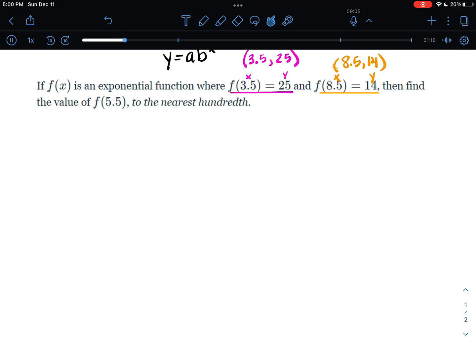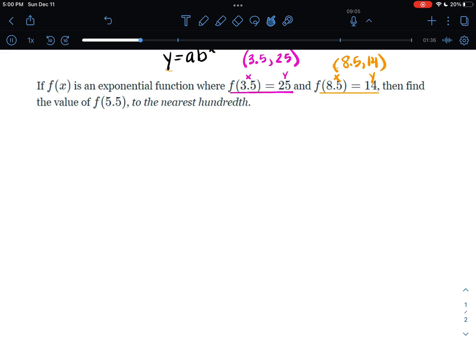I'm going to start with my orange one over here, and that's because I'm noticing that my x is 8.5 and my x on my pink function is 3.5. What I normally want to do is have that x be larger on the top when I'm doing my division, because if the x is larger on the top, that means when I subtract, I'm going to end up with a positive number.